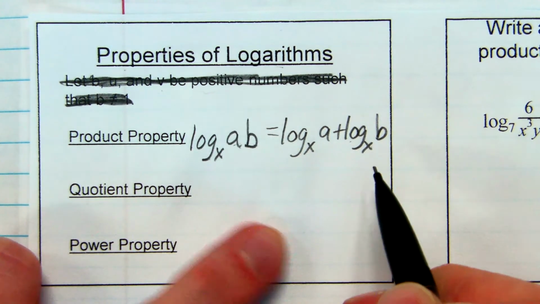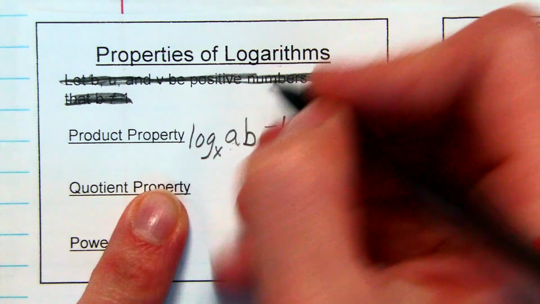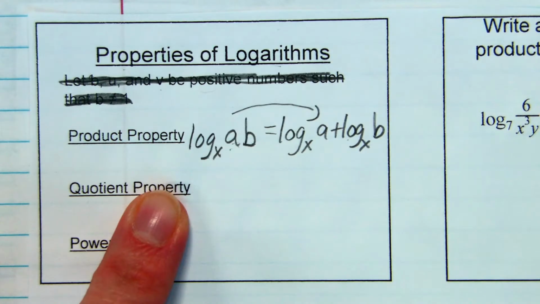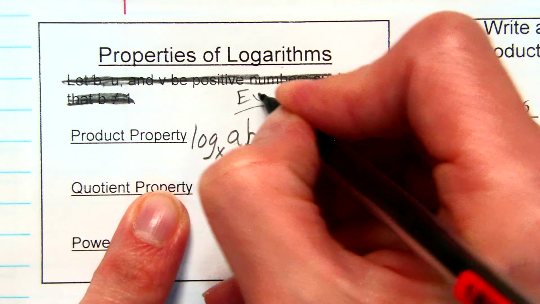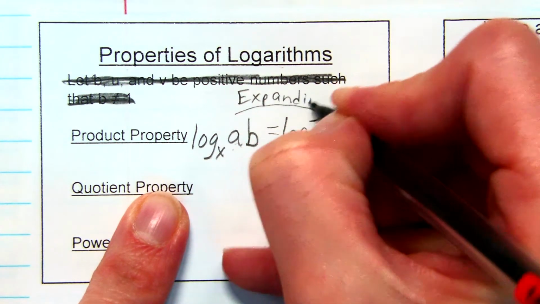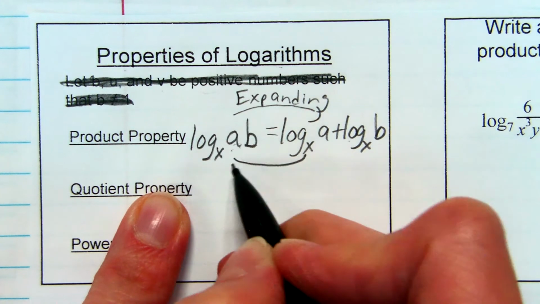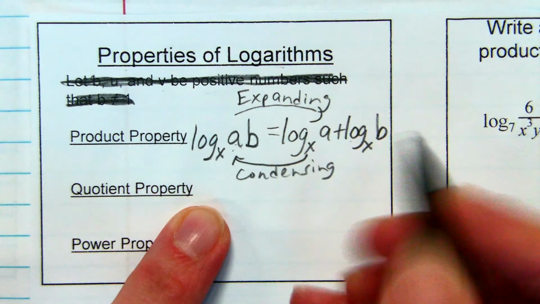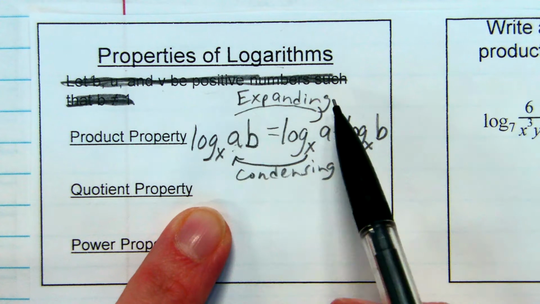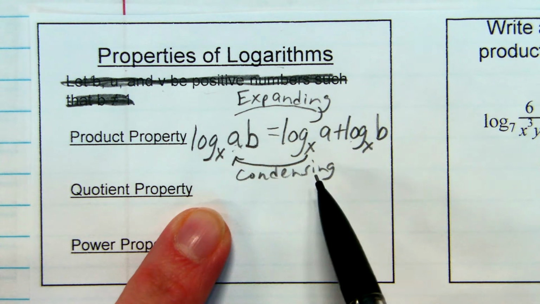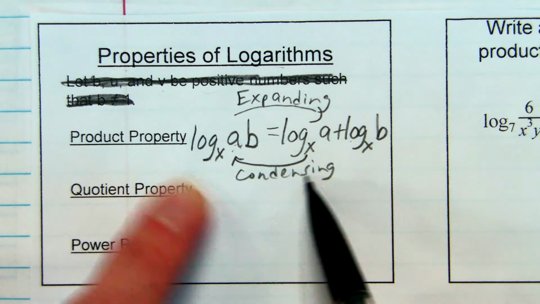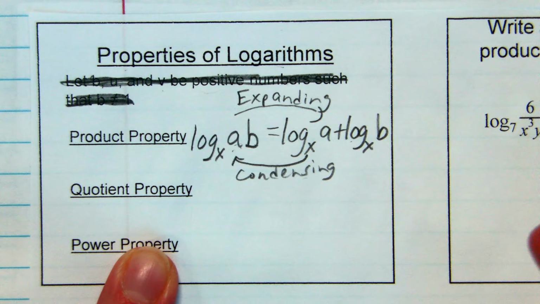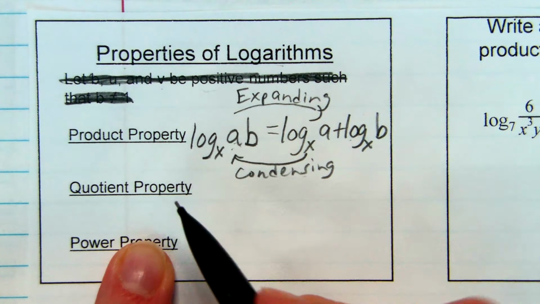Going from this to this, they call expanding the logarithm. And if I go back this way, they call it condensing. So on your worksheet, you'll see those words: expand the logarithm, condense the logarithm. If you're making it bigger, it's expanding. If you're making it smaller, that's condensing. Like this. Okay, the quotient property.